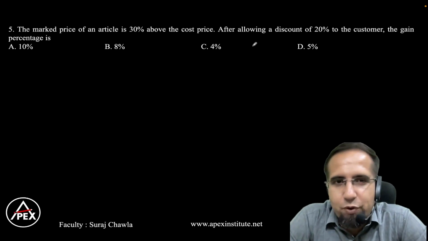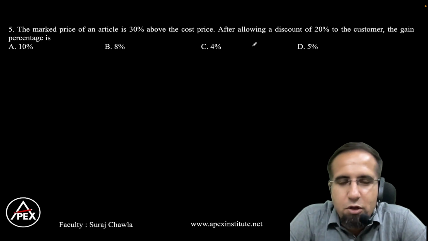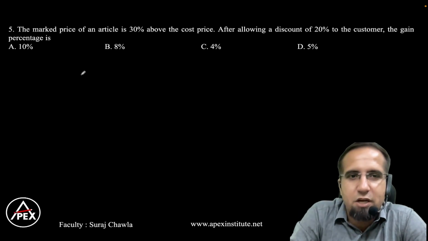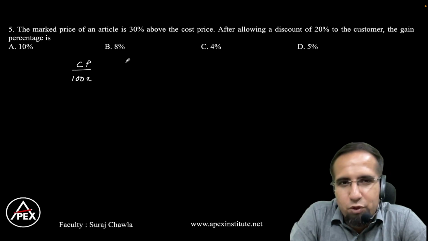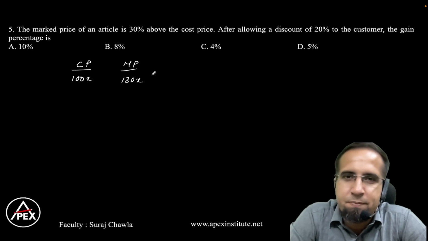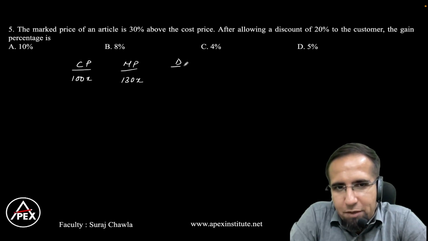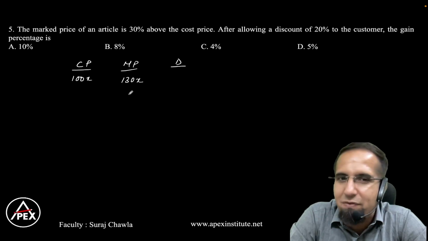Now the minute I see this question, this comes under profit and loss. The mark price of an article is 30% above the cost price. Now whenever these kind of numbers are involved, let me assume cost price is equal to 100x, which means the value of mark price will be equal to 130x. Now a discount of 20% is given. When I give a discount of 20%, so 20% of 130 is 130 by 5.